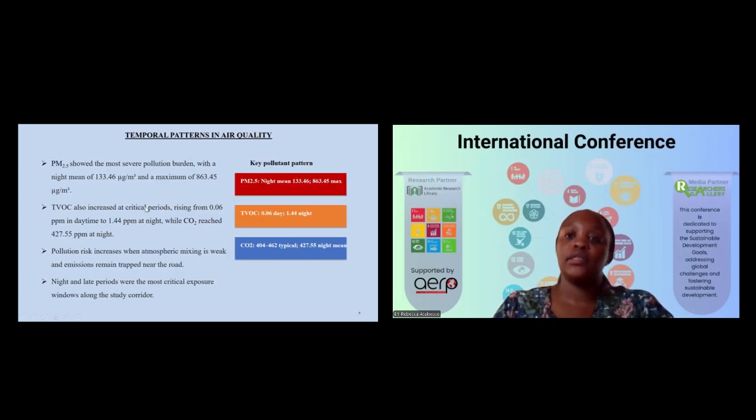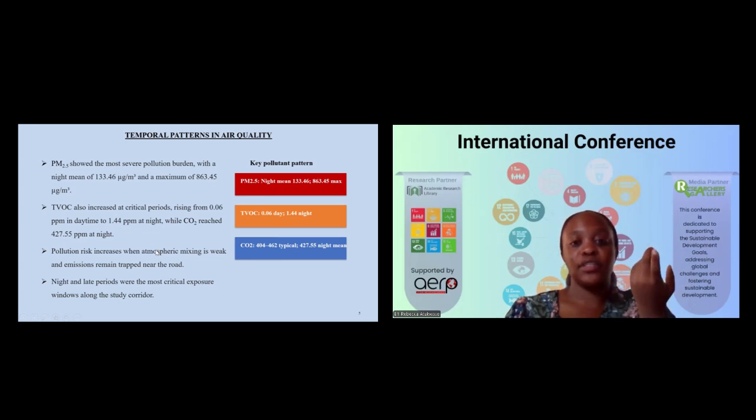From the air quality perspective, PM2.5 had a more severe burden during the night time, with a maximum of 863.45 micrograms per cubic meter, and TVOC increased gradually from morning hours until it peaked at night at 1.44 parts per million, and carbon dioxide also reached its highest level at night due to the low wind speeds, which affect the pollutant concentrations in the atmosphere.